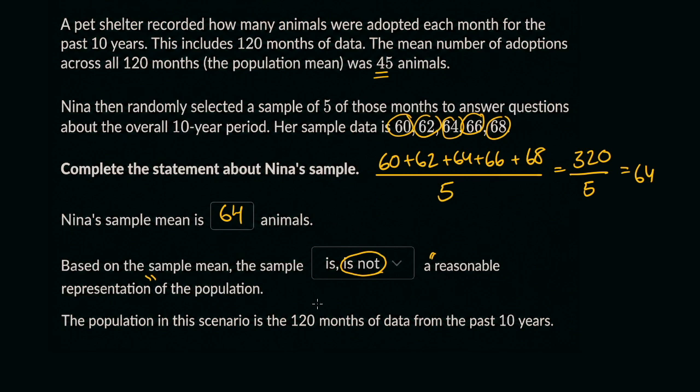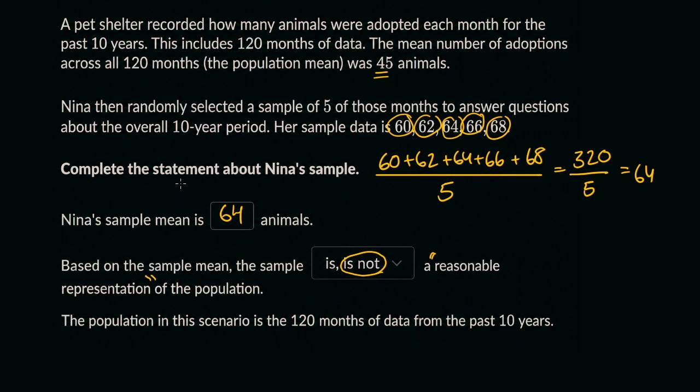But what reasonable represents could depend a lot, depending on what the actual data looks like and how you define reasonable. And then they tell us the population in the scenario is the 120 months of data from the past 10 years. Yes, that's right.